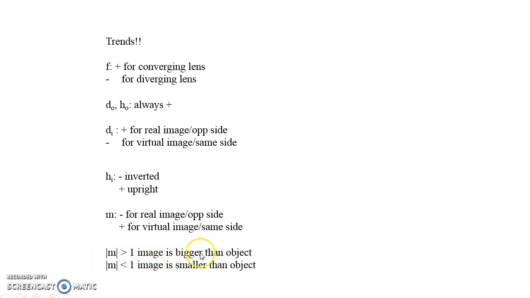And just like with mirrors, when the absolute value of magnification is greater than 1, the image is bigger than the object. If it's less than 1, it's smaller than the object, and I didn't type it in, but you guess if it's equal to 1, it's the exact same size. Okay, so make sure this is in your notes. If it's not, pause the video, put it in your notes, and then keep going.